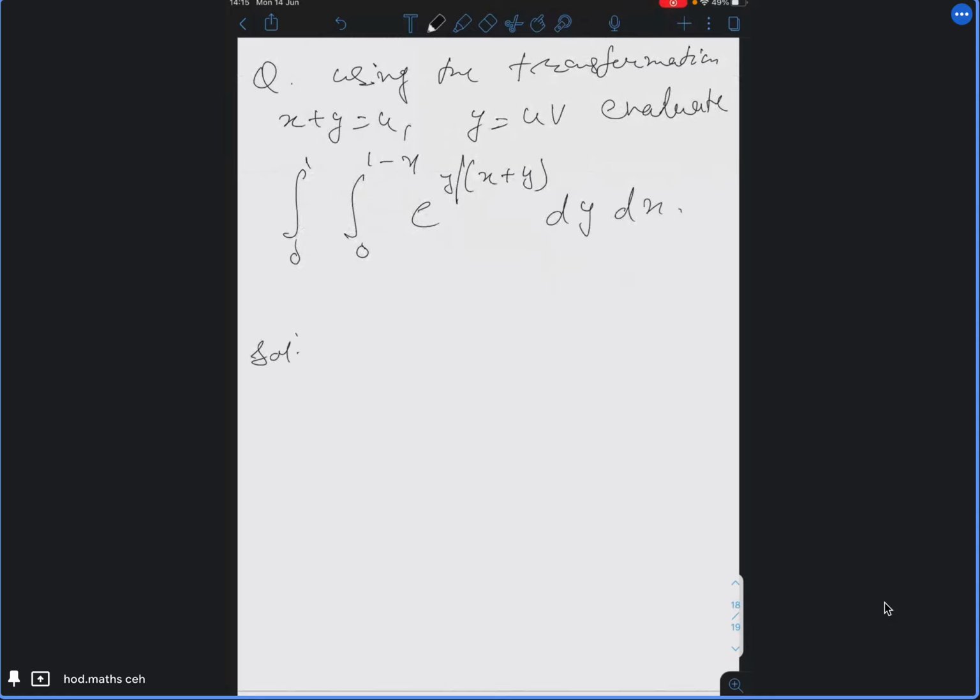Okay. So first, let us draw the region of integration based on the given integrals, based on the limits. And let us see what transformation we will get, how the graph changes. Okay. Now what is given? One of the limits of y is 0. So y is 0 means the x-axis. So here y is 0. Here x is 0 on the y-axis. Now the other limit of y is 1 minus x. So y is equal to 1 minus x means what?